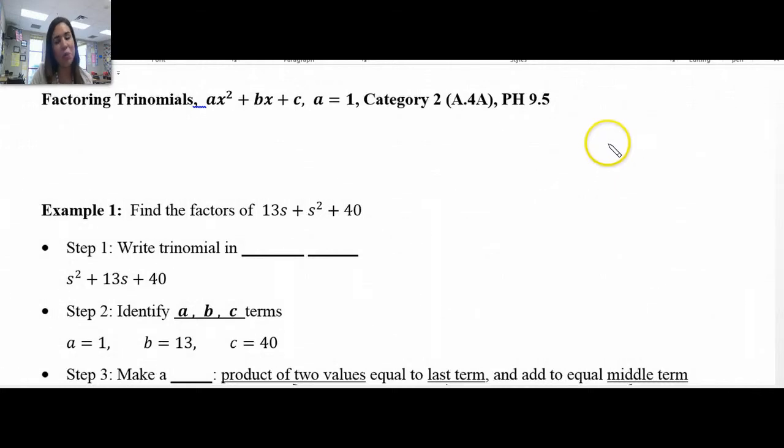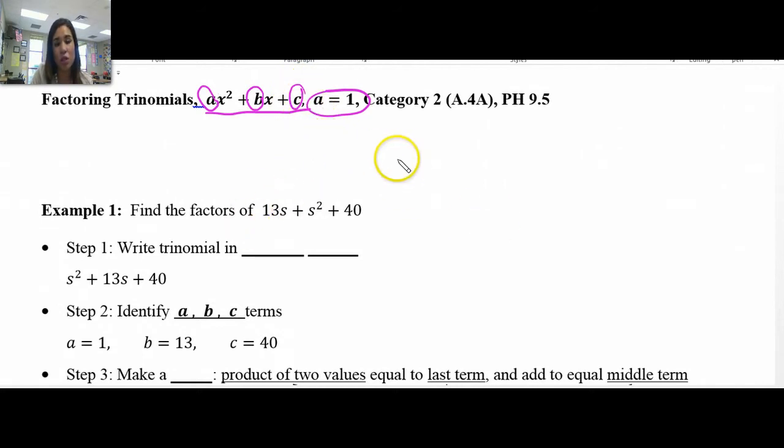Hi guys, in this video we're going to be learning how to factor trinomials, and this is where a is 1, so where you have a number in front of the coefficient x of the variable x squared. So the first thing we need to identify is this is the form that we have for a trinomial. A is the number in front of x squared, b is the number in the middle that has just the x, and c is the number that has no variable at all.